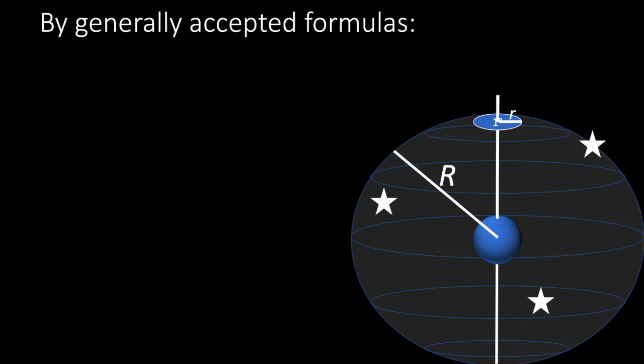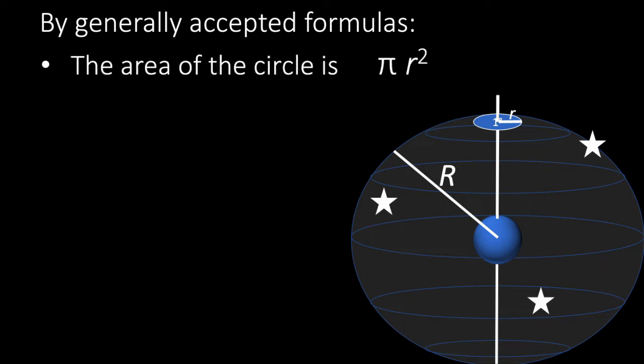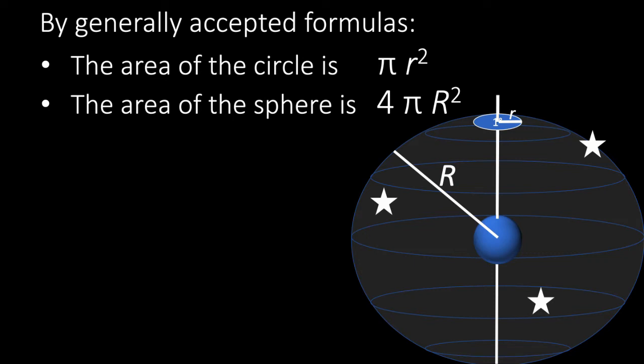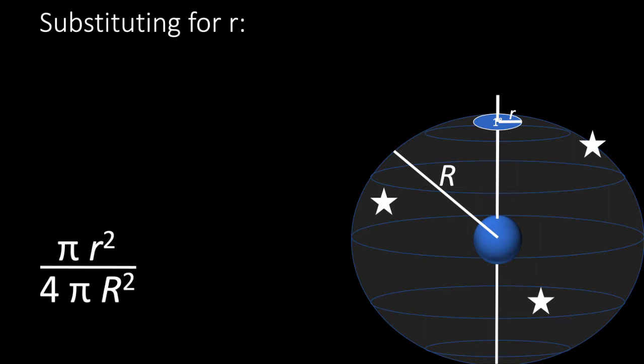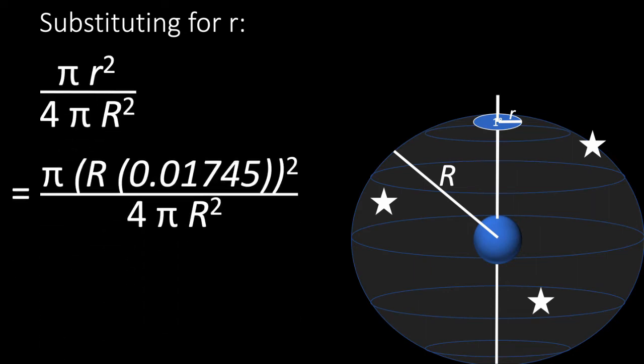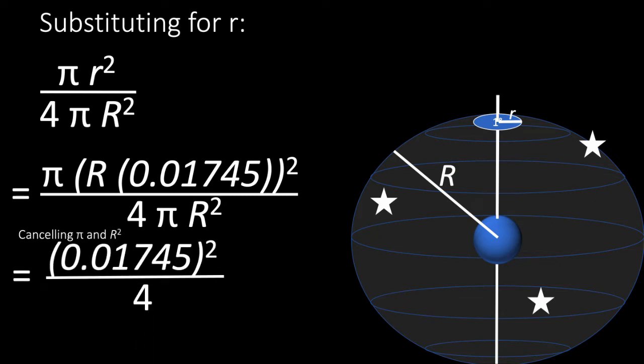By generally accepted formulas, the area of the circle is pi lowercase r squared, and the area of the sphere is 4 pi uppercase R squared. So, for a random star, the probability that the star falls within the 1 degree circle is pi lowercase r squared over 4 pi uppercase R squared. Substituting for lowercase r, the probability is equal to that, which is equal to that by canceling pi and uppercase R squared. And then if we evaluate that, it is equal to 0.000076.